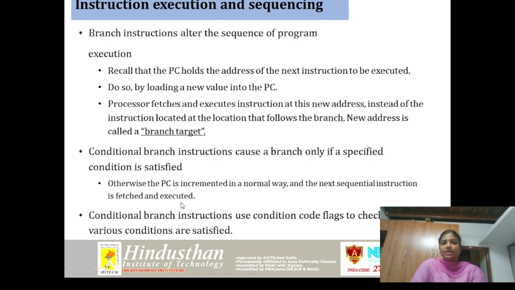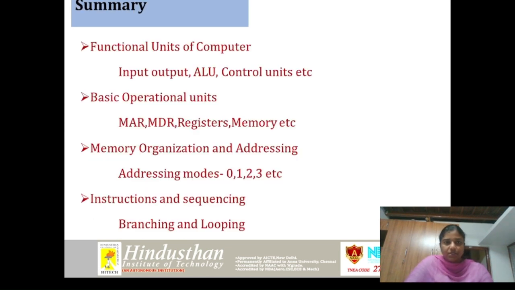Then there is the branch instruction, which alters the sequence of program execution. The processor fetches and executes the instruction at its new address instead of the instruction at the next location, and that new address is called the branch target. A conditional branch instruction causes a branch only if a specific condition is satisfied. Conditional branch instructions use condition code flags, as we have seen, like N, V, C and Z. These flags are used to denote the status for the conditional branch instruction.